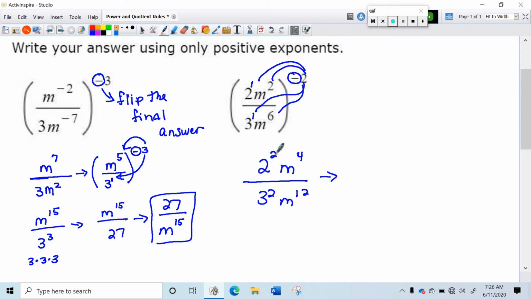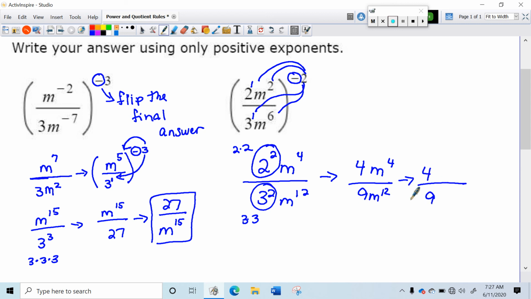Okay, let's figure out the numerical portion. 2 squared means 2 times 2, which is 4. So we've got 4m to the 4th over 3 squared means 3 times 3, which is 9m to the 12th. 4 over 9 cannot be simplified, so those stay like they are. For the m's, the largest exponent's on the bottom, which means your m is going to be on the bottom. Then you subtract the exponents. 12 take away 4 is 8.